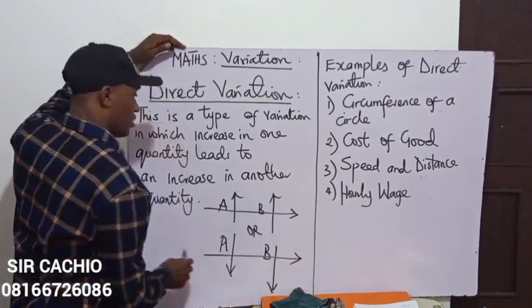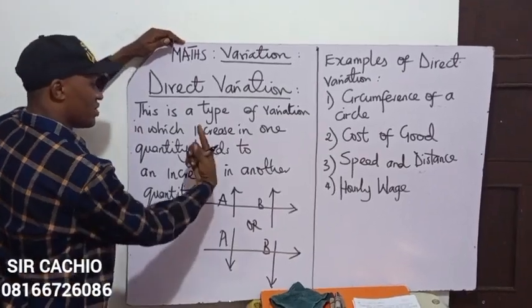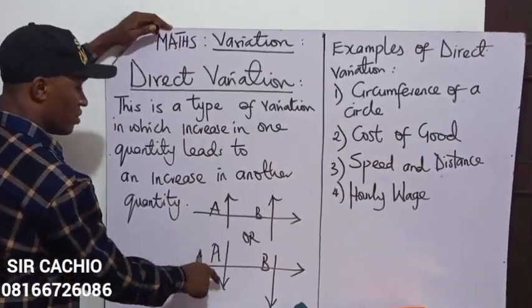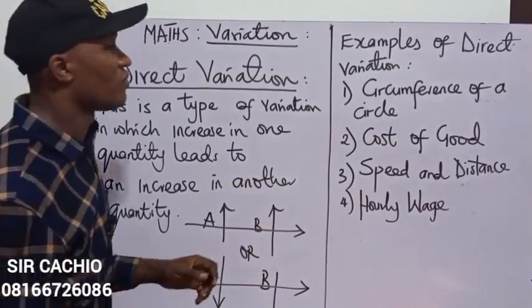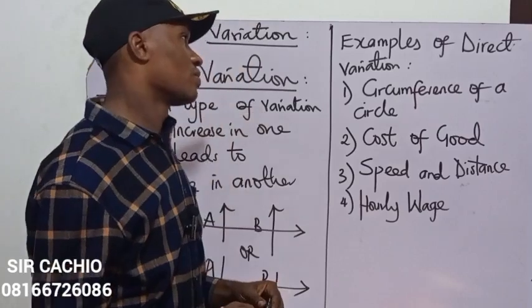Direct variation. When this one increases, this guy increases. When this one decreases, this guy also what? Decreases. We'll go to the examples of direct variation.